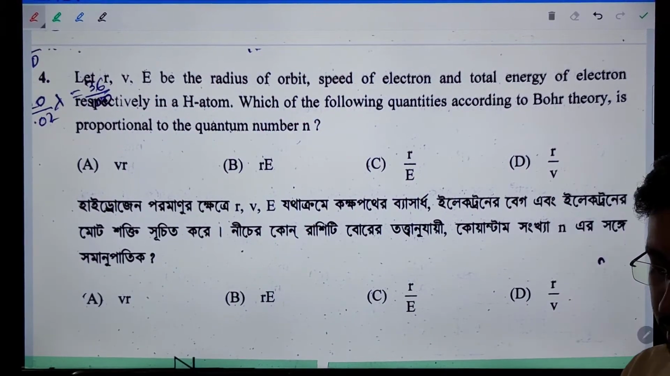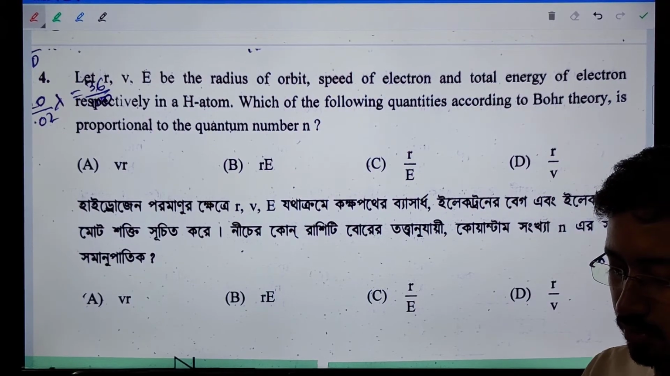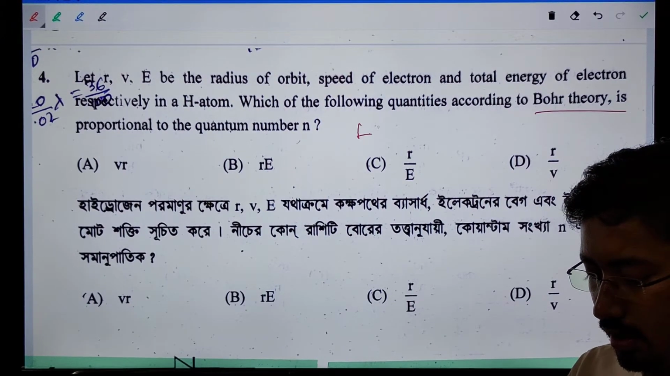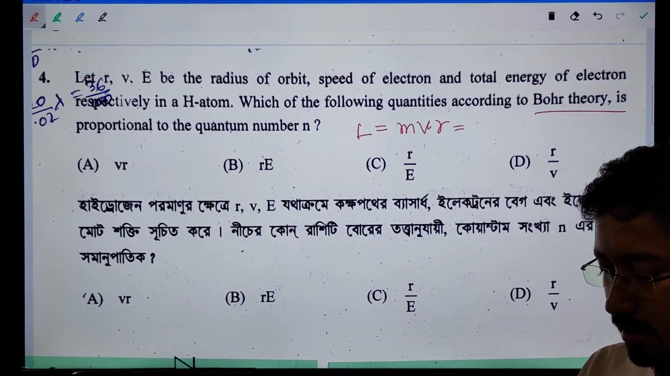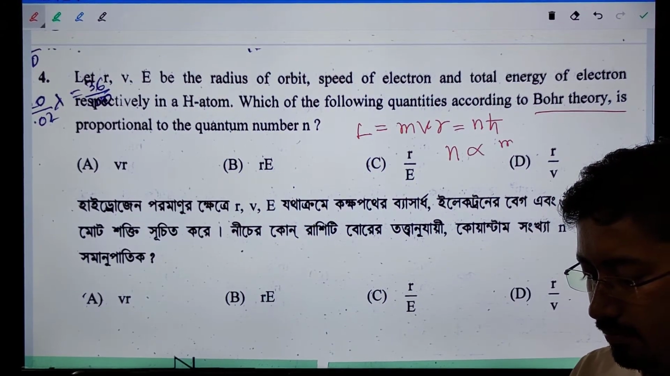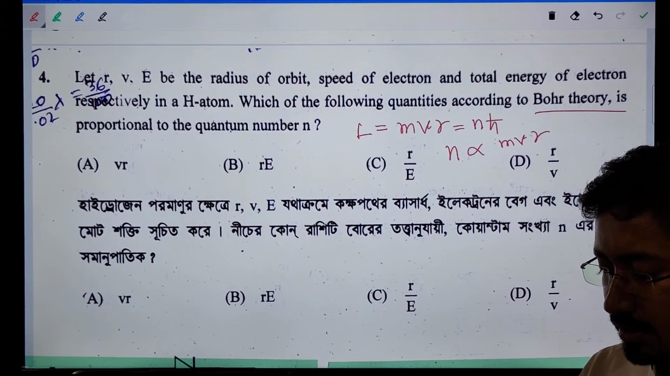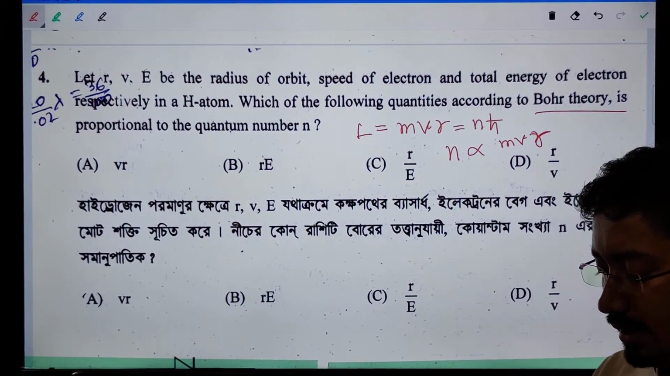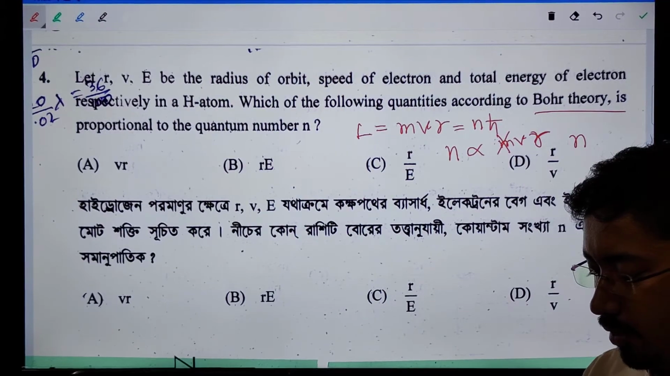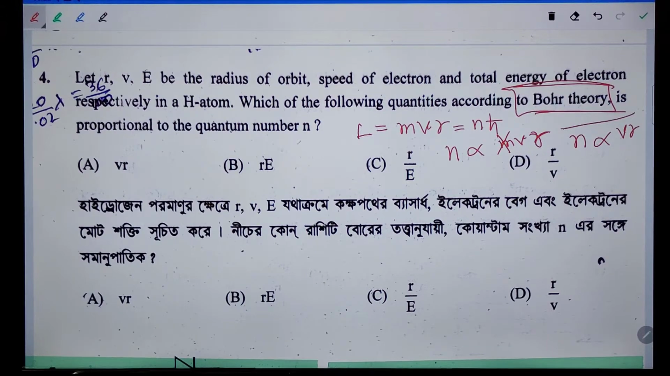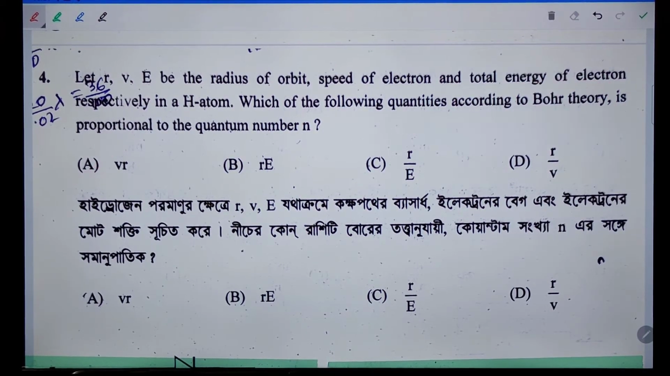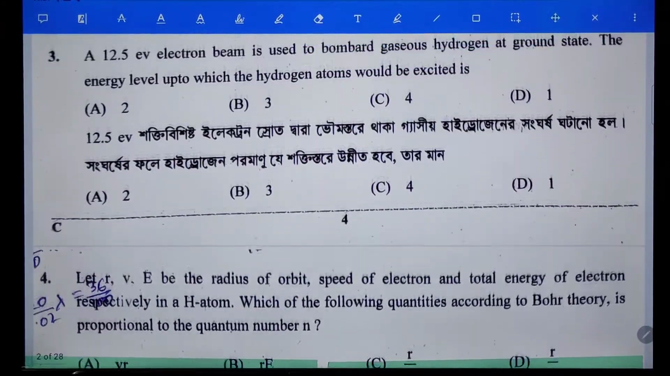Okay, so according to Bohr theory, you know, angular momentum, that is m v r, is equal to n h cut. So n is basically proportional to m v r. Since m is constant, you can take it out and you can say n is proportional to v r. Since the Bohr theory has been told over here, you can directly hit the option v r. Okay, so option A will be our correct answer.